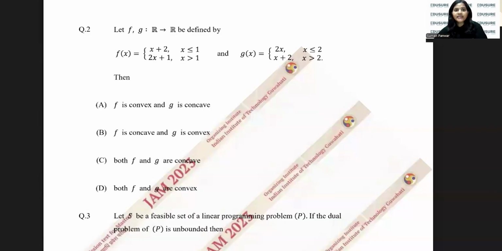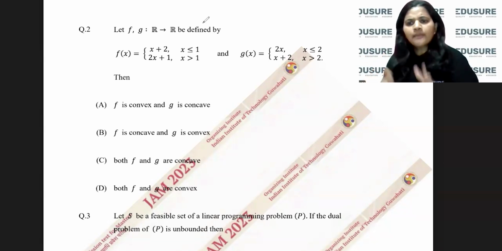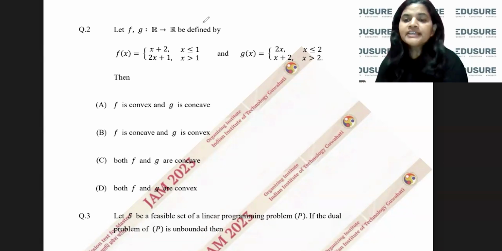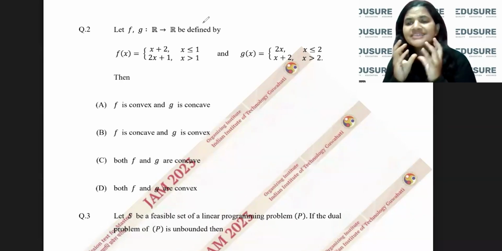ये हम क्वेश्चन नंबर 2 देखेंगे which is from IIT JAM 2023. Yes. Okay, so we have been given two functions and the options are about convexity and concavity. So the first thing is that कि हमको ये पता होना चाहिए convex function क्या होता है और concave function क्या होता है. तो मैं आपको convex और concave function की बहुत बेसिक डेफिनेशन समझाऊंगी.